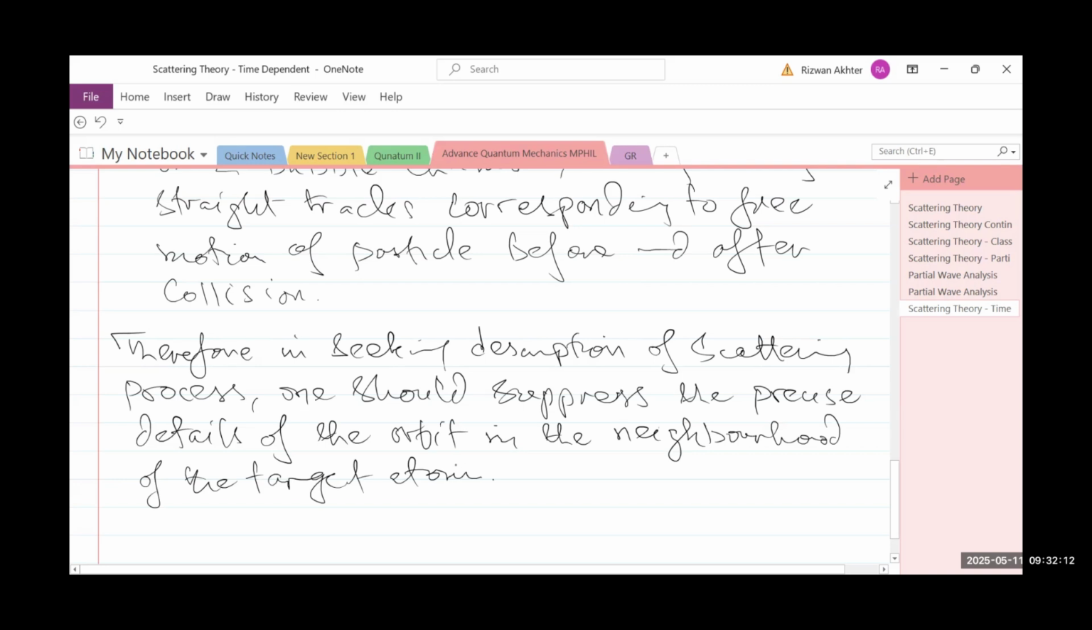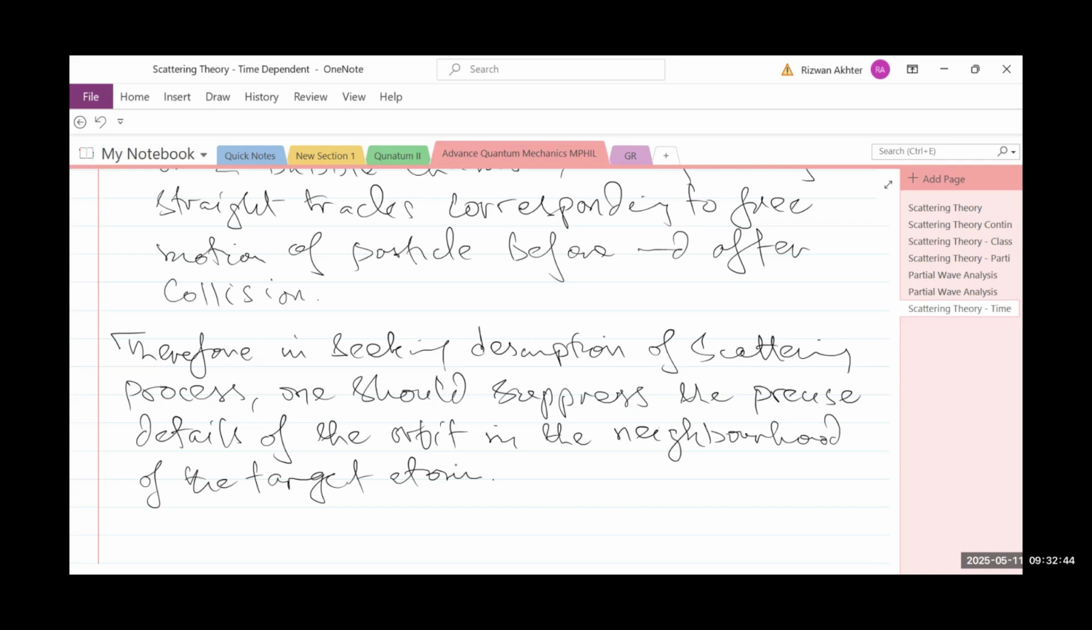And the other very important reason is that there could be a very complicated orbit in the region which you call the interaction region. So if the information about the target can be obtained from the scattered particle, then that is much simpler as compared to giving details of the orbit in the neighborhood of the target atom.